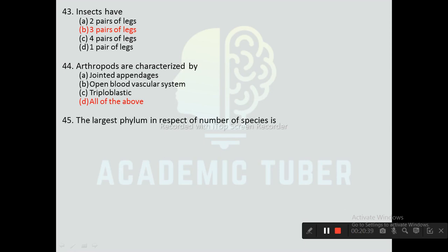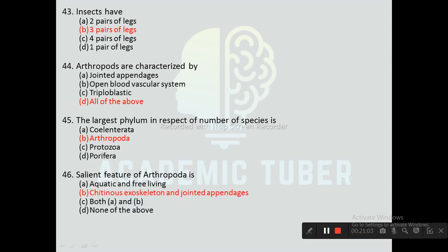Next one, the largest phylum in respect of number of species is, and the options are Echinodermata, Arthropoda, Protozoa, and Porifera. And the correct option is Arthropoda. Arthropoda is the largest phylum in respect of the number of species. Next one, salient feature of Arthropoda is, and the options are aquatic and free living; chitinous exoskeleton and jointed appendages; both A and B; and the last one is none of the above. And the correct option is option B, that is chitinous exoskeleton and jointed appendages.